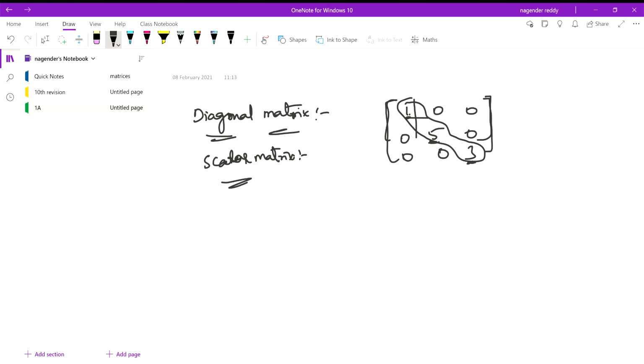So this is the difference here. And this is called a diagonal matrix.